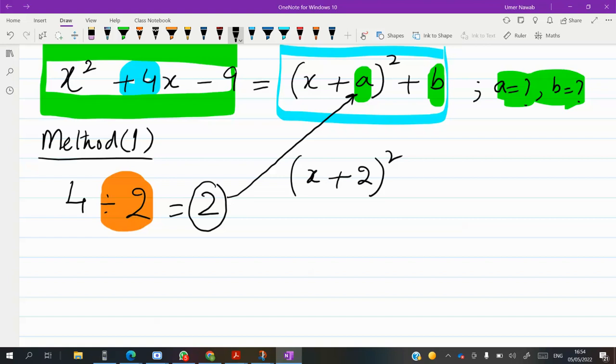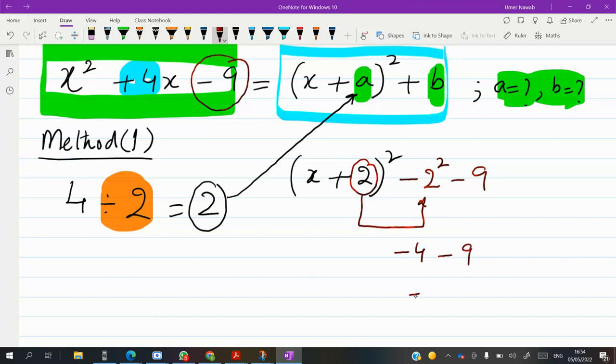How to get the b? To get the b, they ask the students to write minus always the square of the number you have written here, and then the number which was already there, that is minus 9. So minus 4 minus 9 is minus 13. So the value of b should be minus 13 and the value of a should be 2.